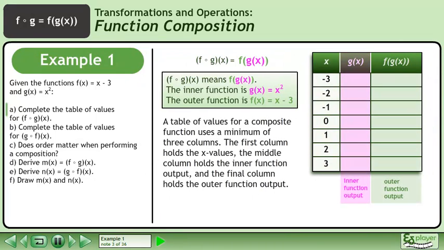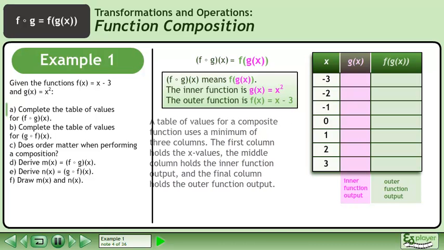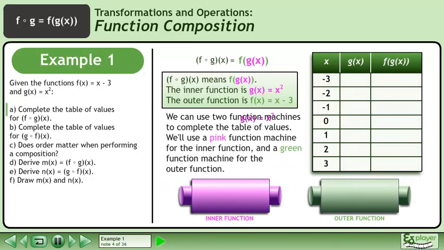A table of values for a composite function uses a minimum of 3 columns. The first column holds the x values, the middle column holds the inner function output, and the final column holds the outer function output. We can use 2 function machines to complete the table of values. We'll use a pink function machine for the inner function and a green function machine for the outer function.